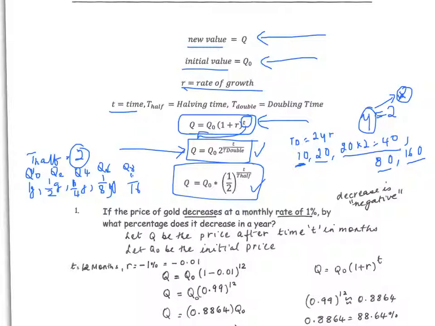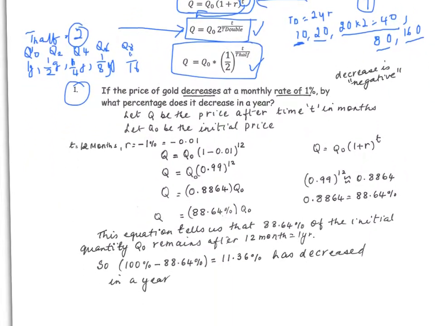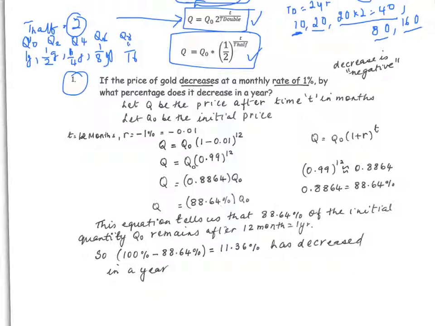Let's look at the first problem. So we have the price of gold decreases. It's a decay at a monthly rate of 1%. And that is the rate at which it's decreasing, it's 1%. By what percent does it decrease in 1 year? We need to figure out the percentage by which it decreases in 1 year.